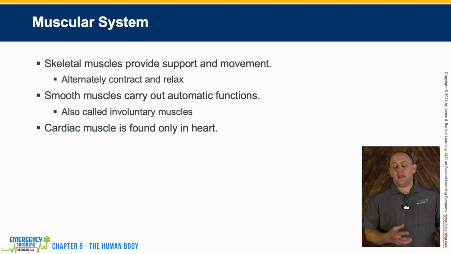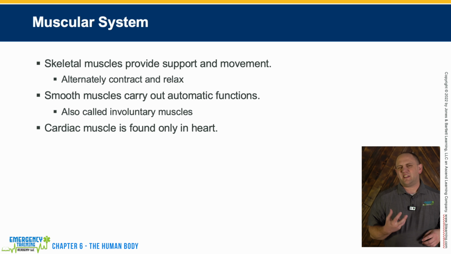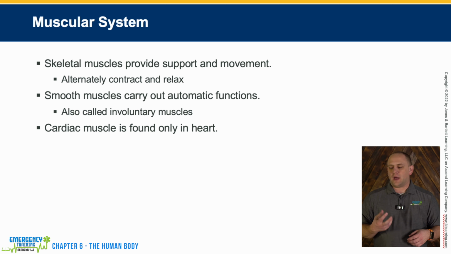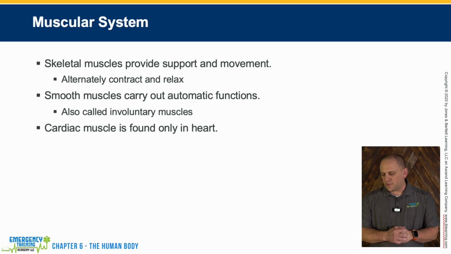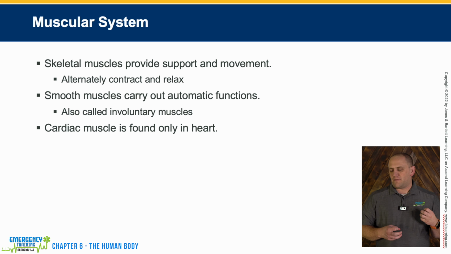And the next kind of muscle is cardiac muscle. Our heart is a muscle, but it's its own special type of muscle. Cardiac muscle is only found in the heart. It's adapted to just function and work all the time.